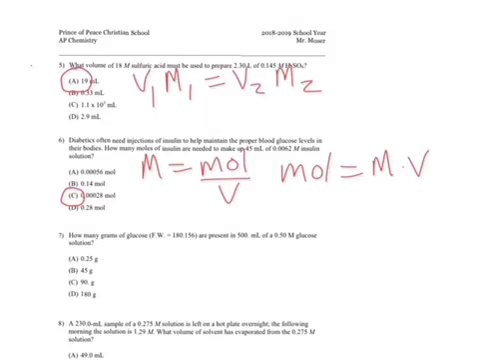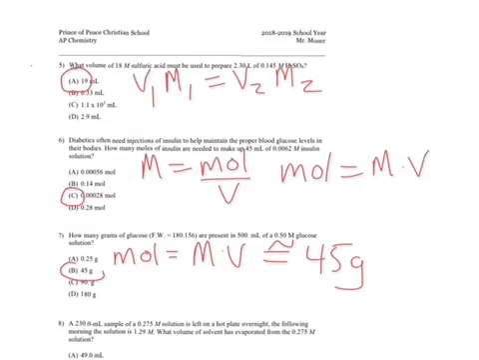Problem number 7. How many grams of glucose are present in 500 milliliters of a 0.5 molar glucose solution? Again, we want to solve for moles, so we know that moles are equal to M times V, and I can plug everything in, but now I've got to multiply by the formula weight for glucose, which they give us, and I get a number that is approximately 45 grams, give or take a little bit of sig fig issues with the formula weight.